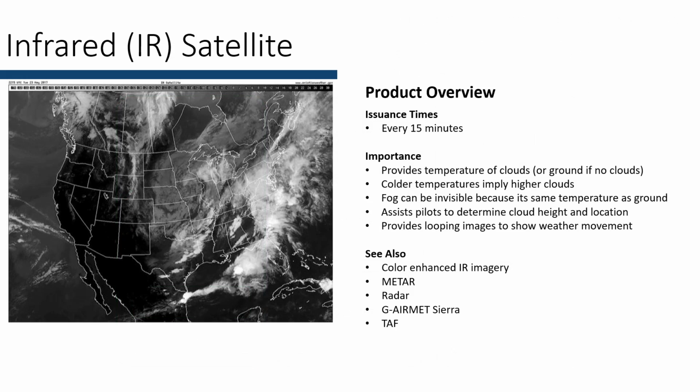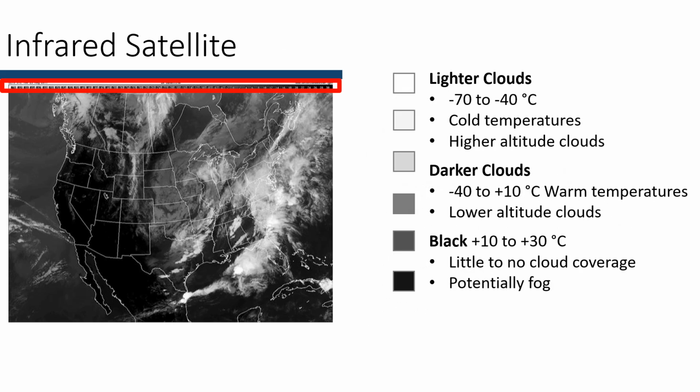This product is issued every 15 minutes and provides pilots with information on cloud top temperature. This information assists pilots in determining relative cloud heights over a given location. The looped images also show cloud movement. Lighter colors indicate cooler temperatures and range from -70 to -40 degrees Celsius.